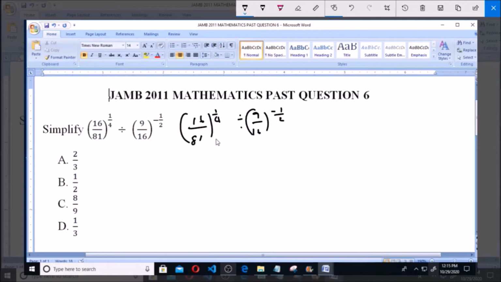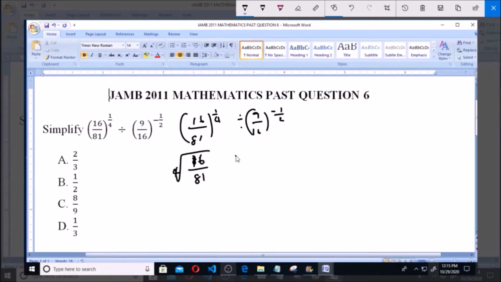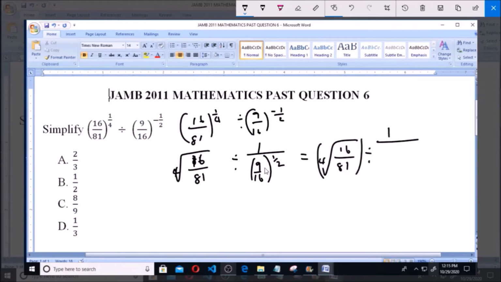Now this 1 over 4 from indices simply means the fourth root of 16 all over 81, then divided by, now here this negative simply means 1 all over 9 over 16 raised to the power of 1 over 2. Now this is equal to the fourth root of 16 all over 81, divided by 1 all over 9 over 16 to the power of 1 over 2, which is the same thing as saying the square root of 9 all over 16.